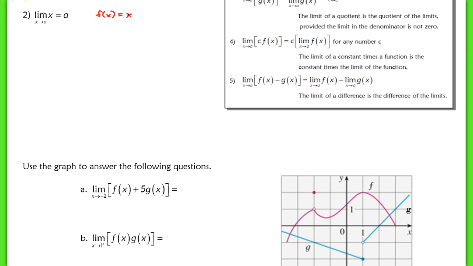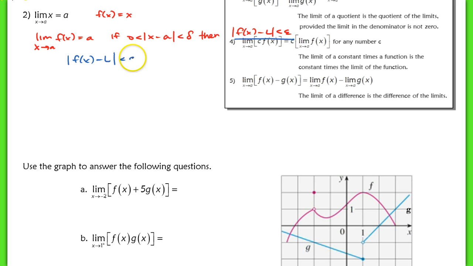Okay, so we want to prove that the limit as x approaches a of f of x is equal to a. So again, we start with: if the distance between x and a is less than delta, then the distance between our function and our limit is less than epsilon. So again, let's start with this inequality here. We have the distance between our function and our limit is less than epsilon.